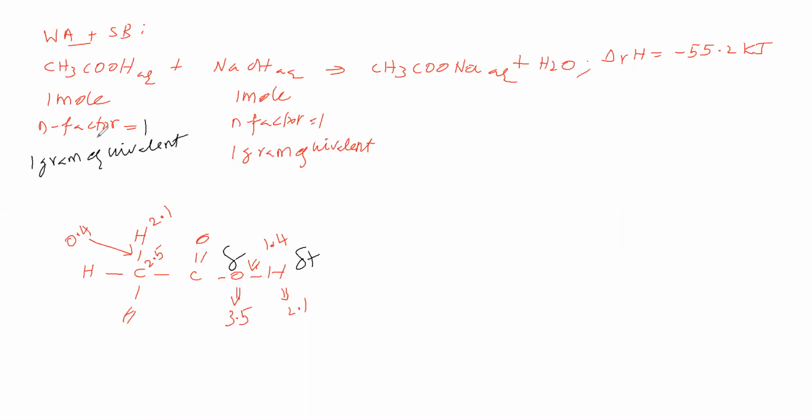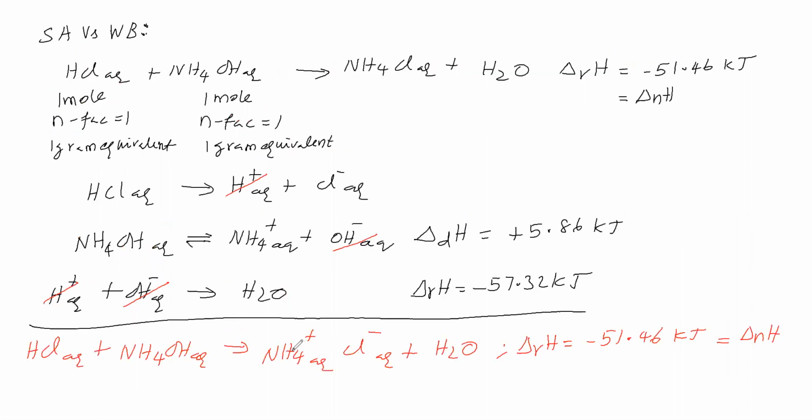So 1 gram equivalent of acetic acid reacts with 1 gram equivalent of sodium hydroxide, and this much heat is liberated. This is called the enthalpy of neutralization between acetic acid and sodium hydroxide, which we have given here. Now let us compare this enthalpy of neutralization and this enthalpy of neutralization.